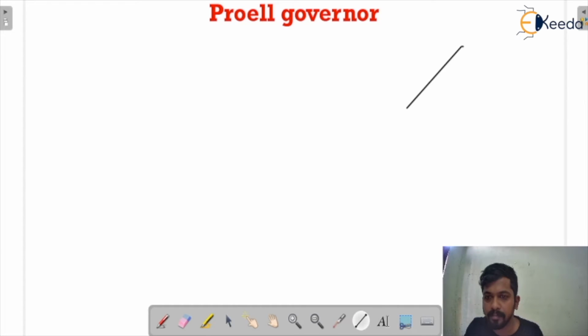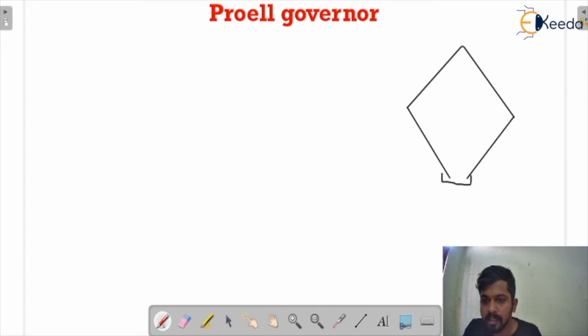So this is the arm and this is the extension link here. Sorry, this is the link and this is the pivoted point at the point of intersection, and this is the link which is connected to the sleeve. This is the sleeve, and both links are connected to the sleeve, and this is the spindle axis, which is passing through here.